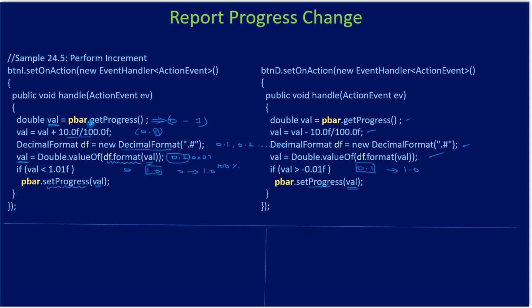So all you have to note is getProgress will return a double value, and setProgress will set the percentage value. So the percentage here is represented in terms of a double.